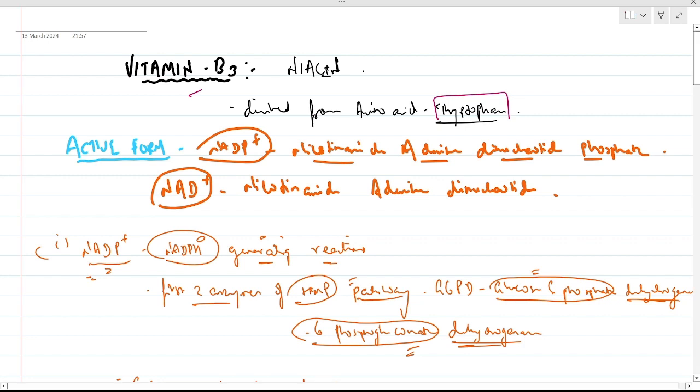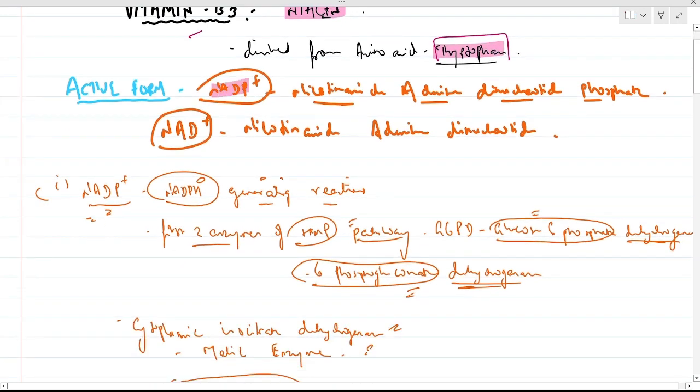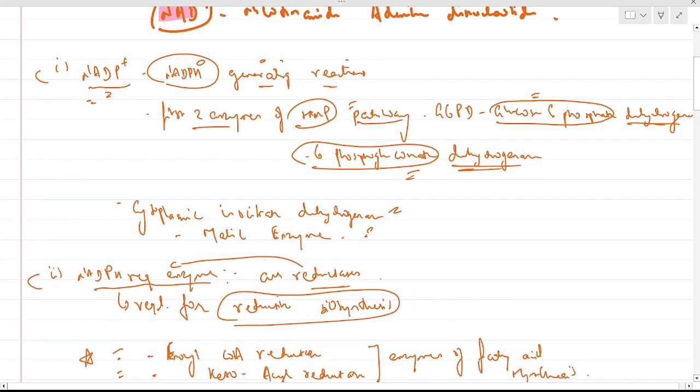So we have discussed this vitamin B3 is also called niacin. It's derived from amino acid tryptophan. The active forms are NADP plus and NAD plus. This NADP is required in NADPH generating reactions, which are the first two reactions of the HMP pathway.